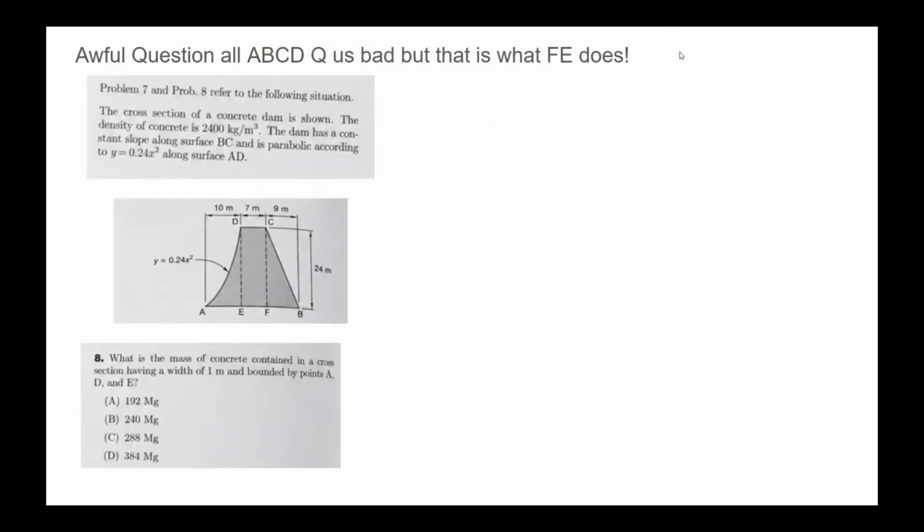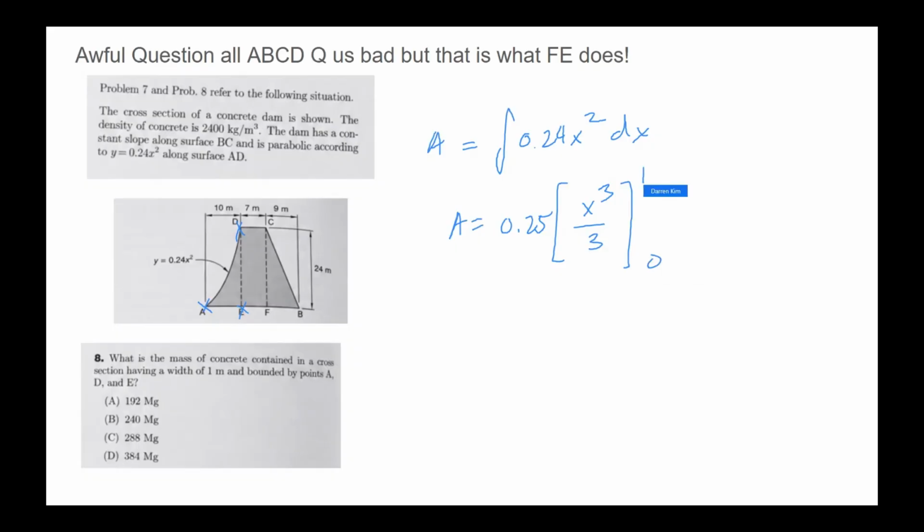What's the mass of concrete across the section, 1 meter wide, around points A, D, and E? So this takes an integral because we need an area of this. So 0.25 times x squared dx. This is testing your ability to do integrals because you need the area over here. Area equals, let's bracket this out. So there's x cubed divided by 3, from 0 to 10, and then that equals whatever that is.